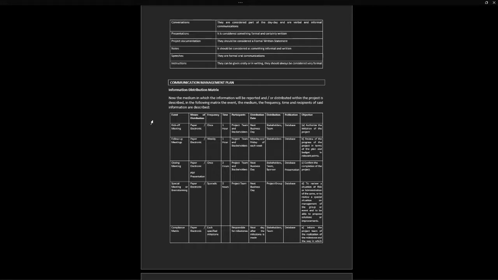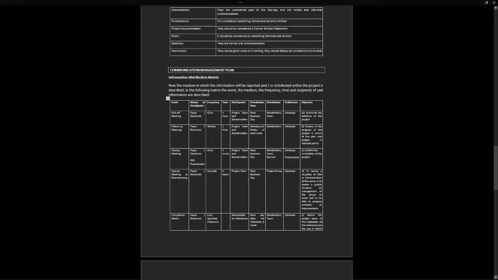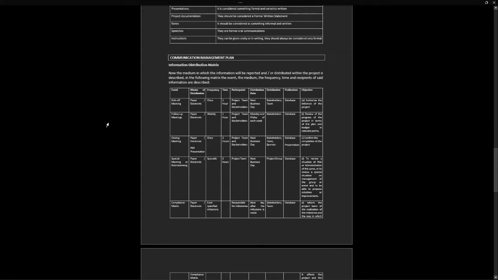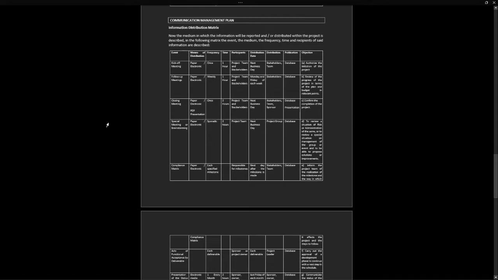Now the medium in which the information will be reported and or distributed within the project is described in the following metrics at the event. The medium, the frequency, time, and recipients of said information are described in the next table. So we have the event, the means of distribution, the frequency of it, the time, the participants, the distribution date, the distribution, the publication, where it's going to be published, and the objective of it.